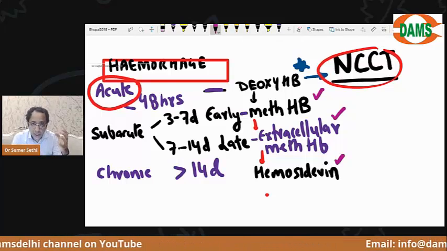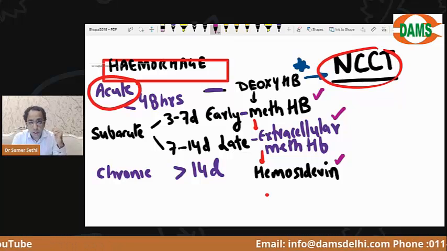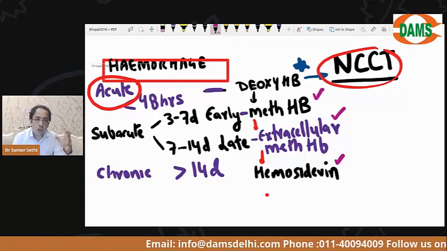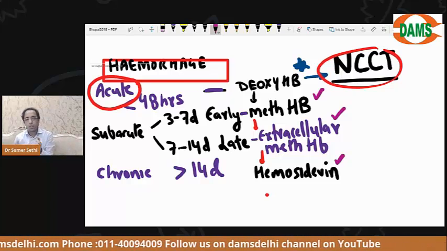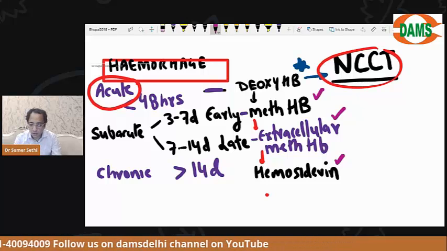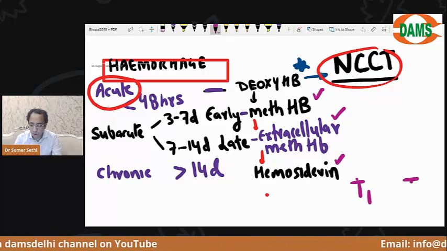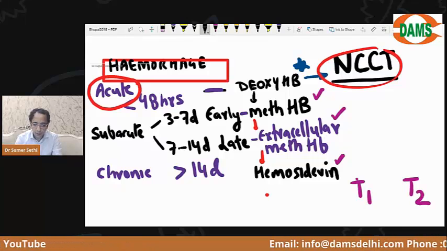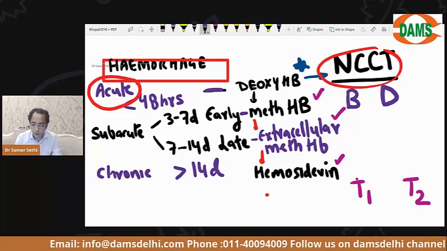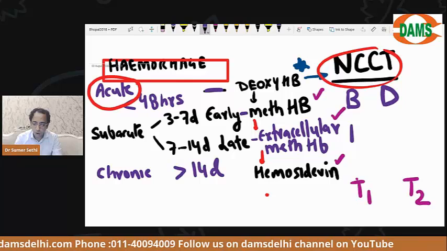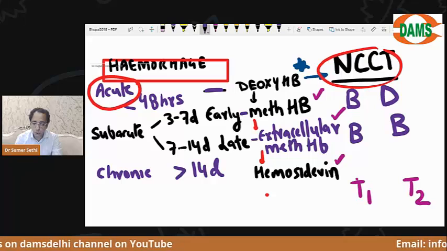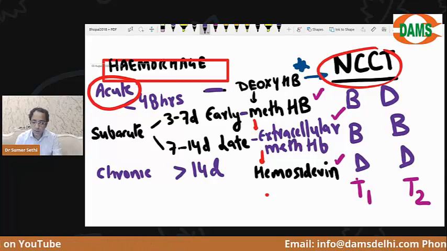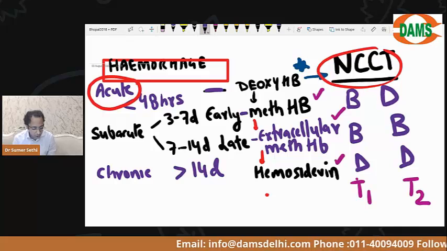Methemoglobin, extracellular methemoglobin, hemosiderin, they all have different magnetic properties. So they have a varied appearance because of their magnetic properties. If I now write T1 weighted image, T2 weighted image, early subacute hematoma appears bright on T1, dark on T2. Late subacute hematoma is bright on both T1 and T2. Hemosiderin is dark on both T1 and T2 weighted image.